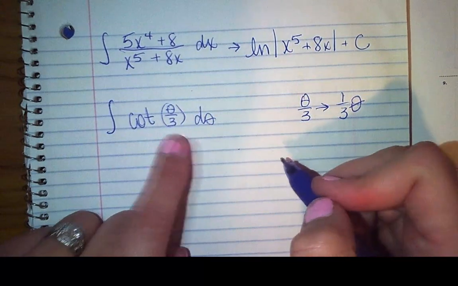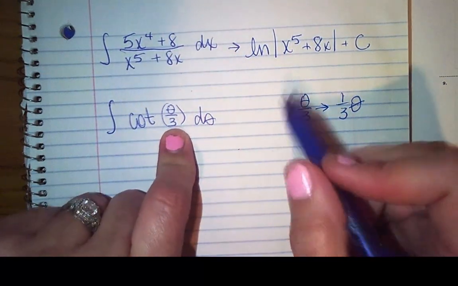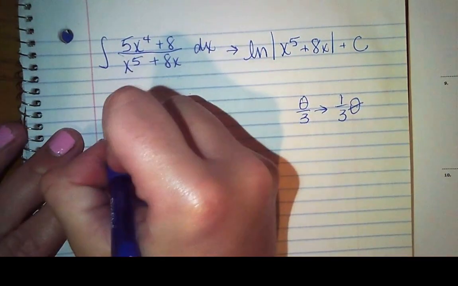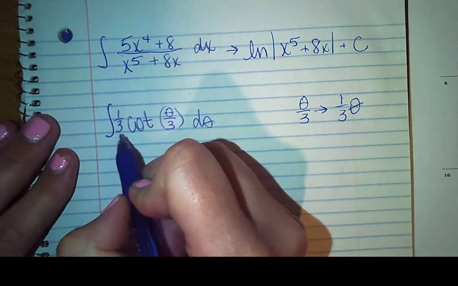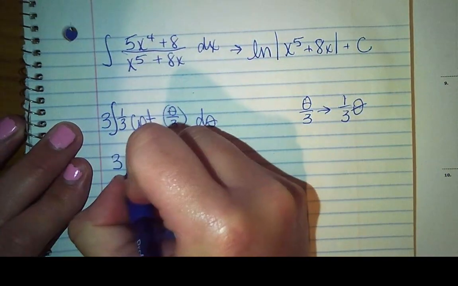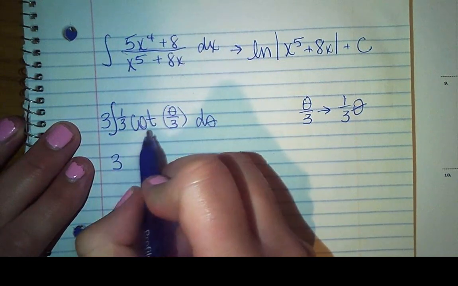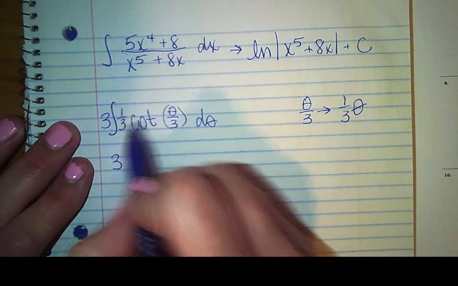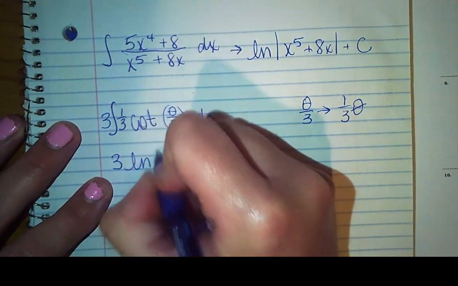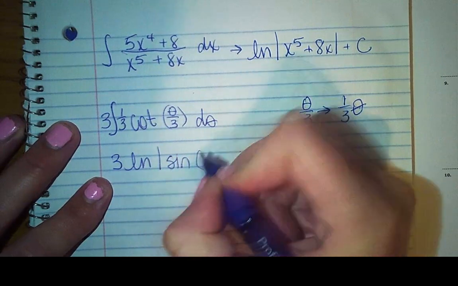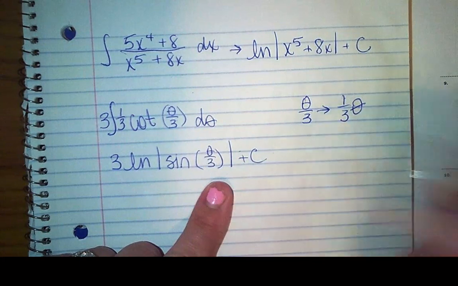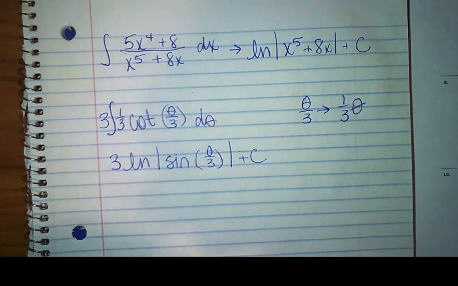Well, now I've got to balance because what's my u? My u is a third of theta, which means my du is 1/3. So I need 1/3, where how do I balance with a 1/3? I multiply by 3. So that's going to become 3 times the integral of cotangent u du. So you have everything you need. And so when I integrate, I'll get the natural log of the absolute value of sine u, which is theta over 3 plus c. Okay, so let's do a couple more.